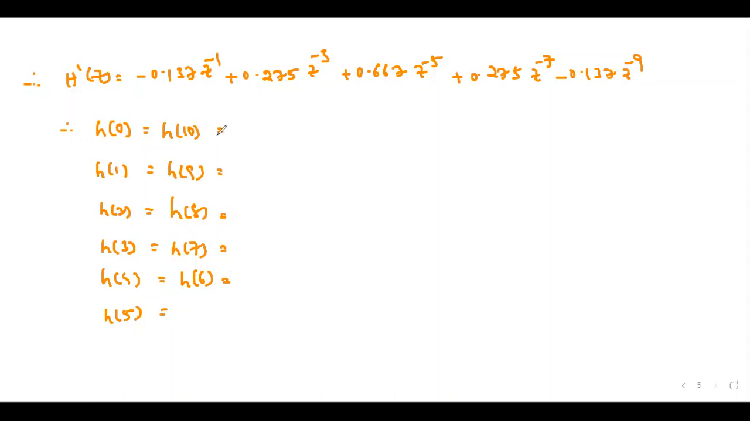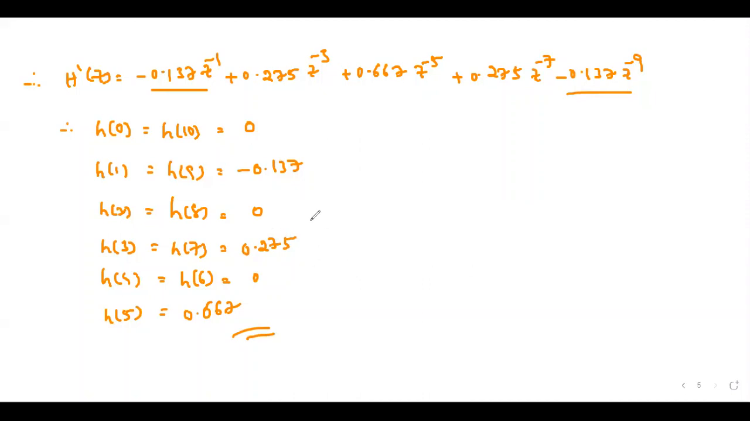See what? H of 0 value, here Z power 0, nothing is there, so it is 0. Similarly, H of 10 also not there. Then H of 1 and H of 9, both are same coefficients, minus 0.137. Then H of 8 is 0. H of 3 is 0.275, same is what, Z power minus 7 also. Then H of 4 is 0, H of 5 is 0.667, right? These are the coefficients. So the causal filter is designed.